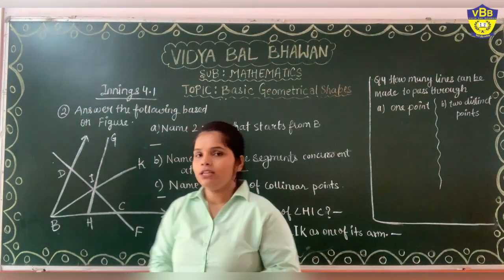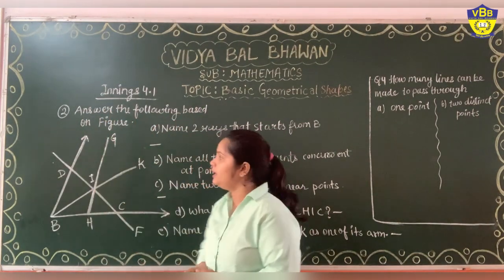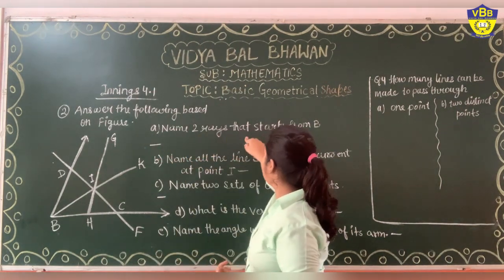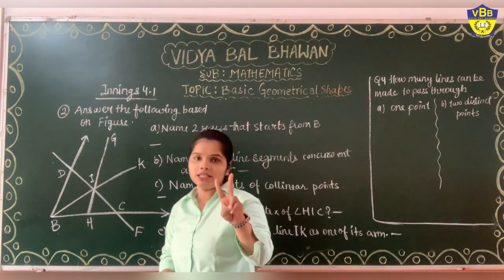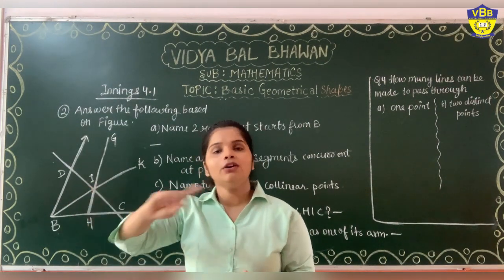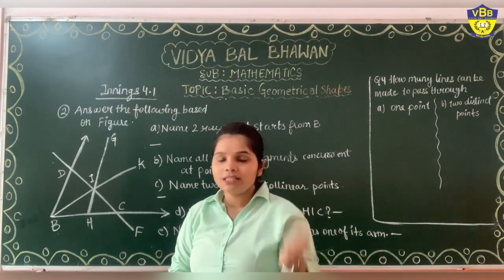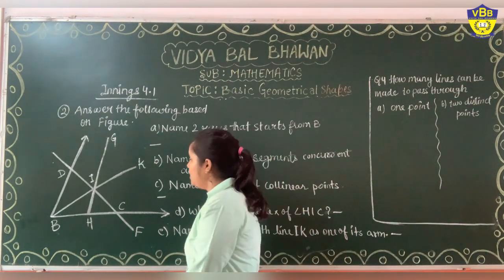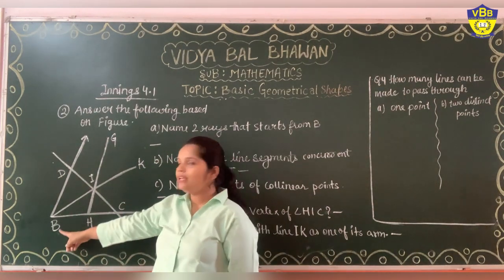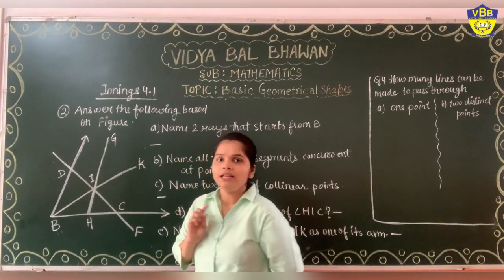Now our next question is question number 2. Answer the following based on this given figure. Again same category question. First question is, name two rays that start from B. Rays have a point on one side and an arrow sign on the other side, because it has one endpoint and it can be extended from one side. Okay, starting from B. Where is B? Find B in this figure. Here it is B. If you say BK, is it a ray?